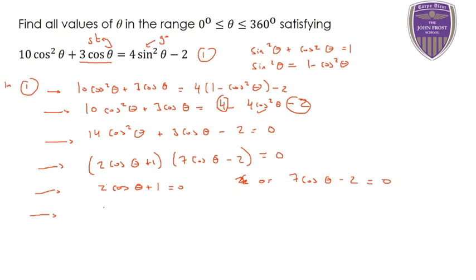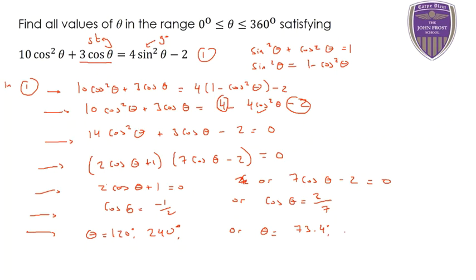This one here, cos theta will be equal to negative 1/2, or cos theta equals 2/7. So 2 there, sorry. And again, solve these in the usual way. You're going to get theta equals 120 degrees or 240 degrees. And this one, I went to 1 dp here, I got 73.4 degrees or 286.6 degrees. And we are done.